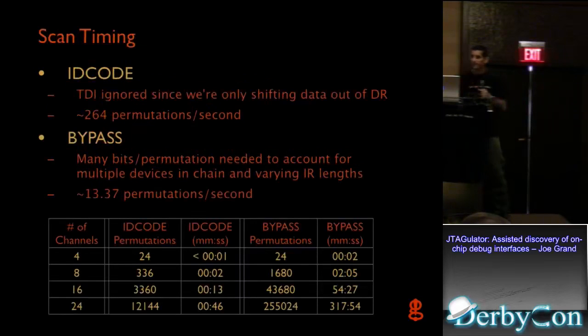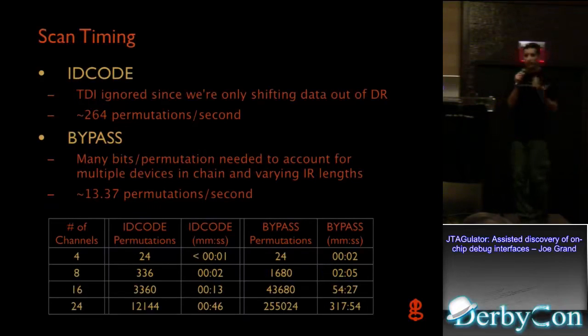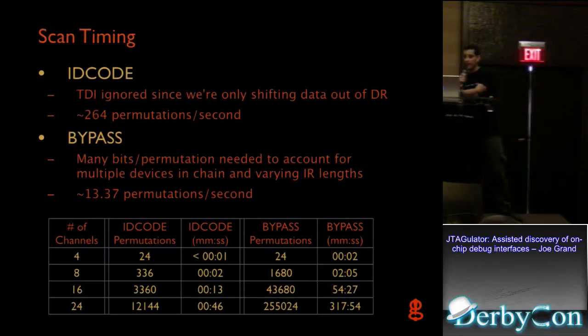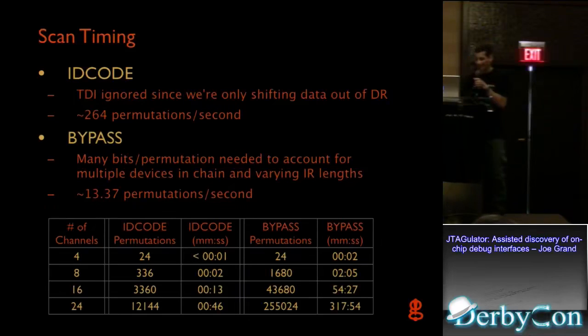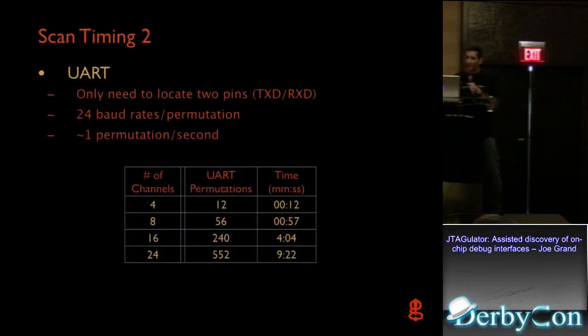So scan timing, I just put in here to give you an idea, if you only have 4 channels that you're looking at, it's only 24 permutations, you're basically going to get it right away. But if you're looking at 24 channels in a bypass state where you're looking for all 4 pins of JTAG, it's 255,000 permutations. You're just not going to do that manually, I hope. And that will end up taking about 5 hours at the max. So you do that, you go to lunch, take a really long lunch, have a drink, come back, and we'll be done.